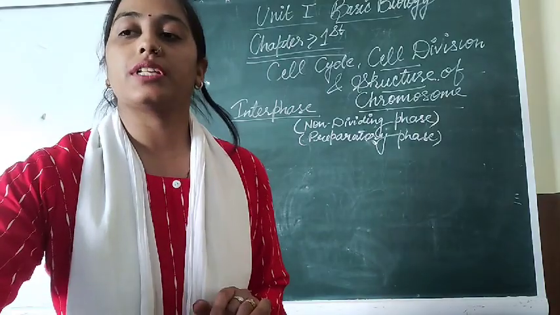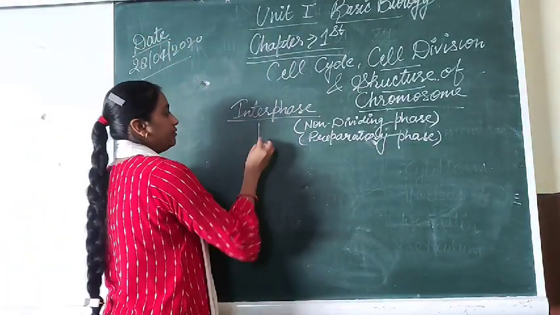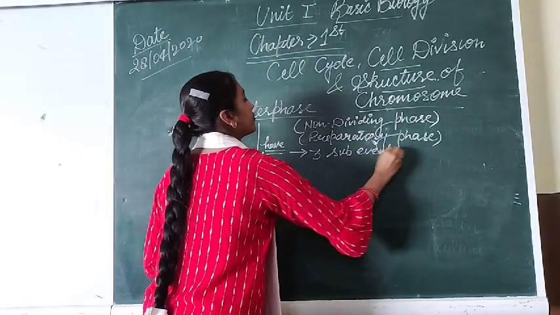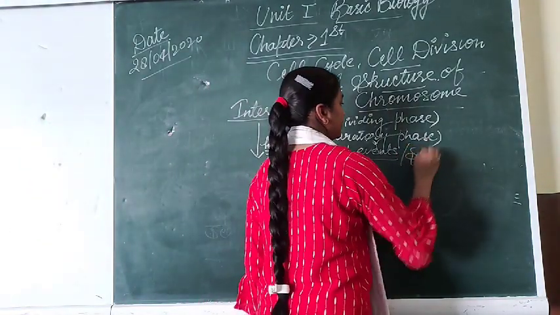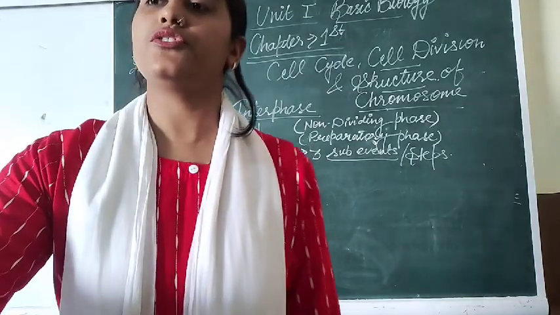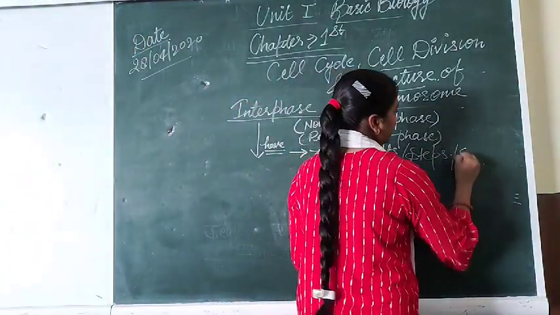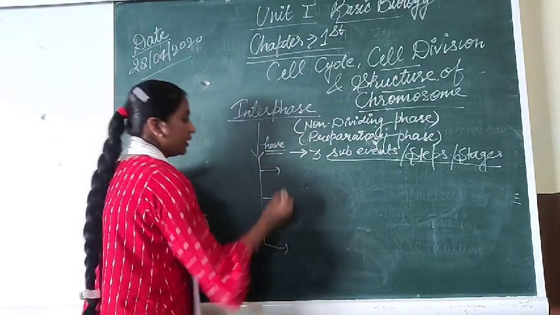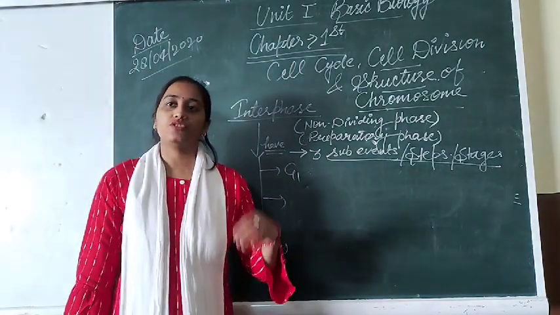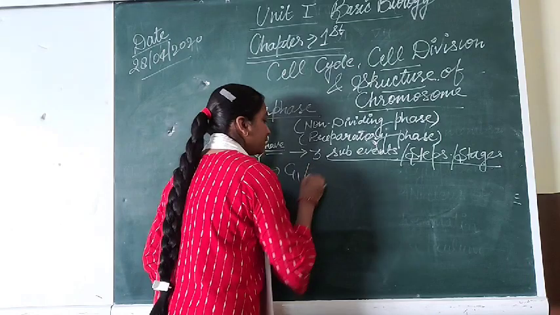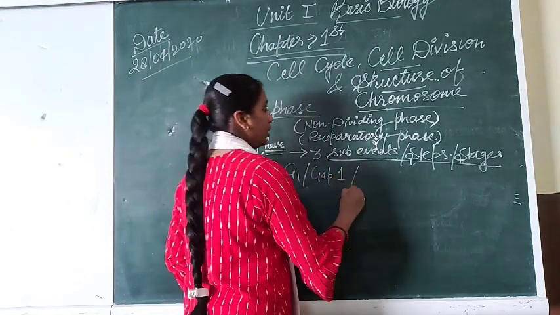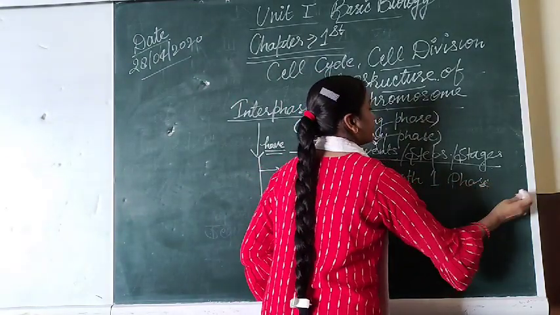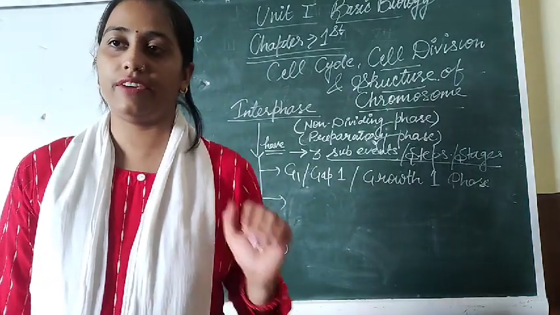Now what happens in this phase? This phase has three sub-events, or we can say steps, or stages. These stages are: first is G1. Here G means growth, or this is also known as gap 1 or growth 1 or first phase. It is growth first phase, right?